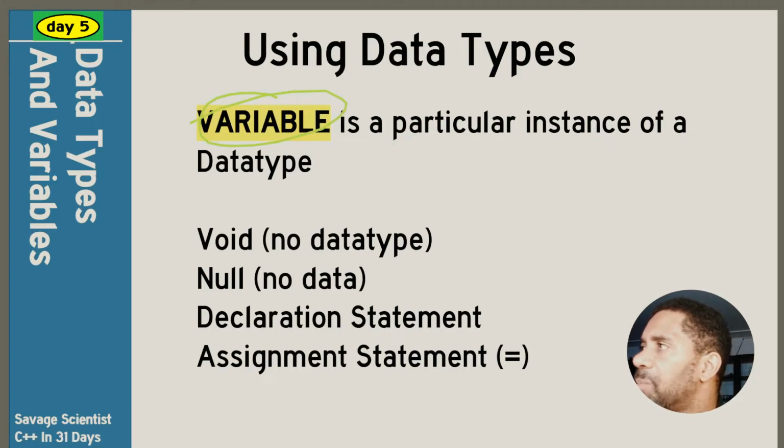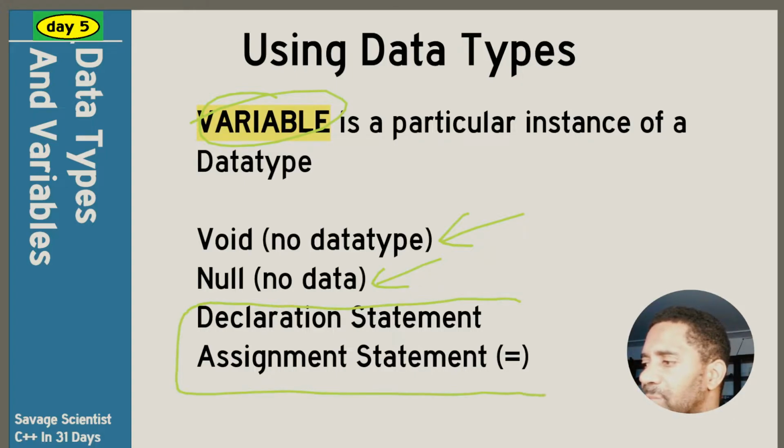So a variable is a particular instance of a data type whenever we use that data type. Sometimes whenever we get into functions, we're going to talk more about void. You can skip that one for right now, but void just means no data type at all. Null is whenever we create a variable, but we haven't assigned a value to it. Whenever we assign values, that's when we're doing these two.